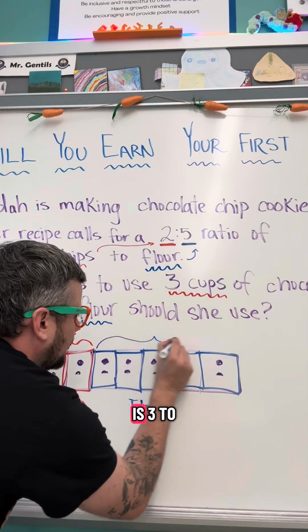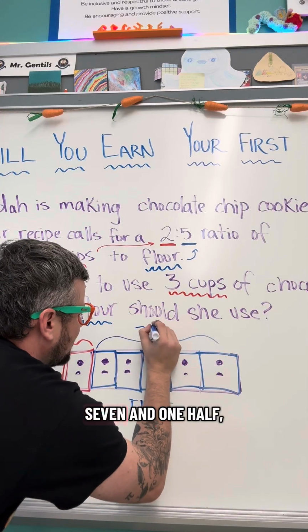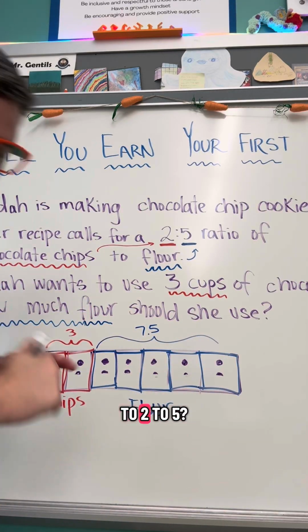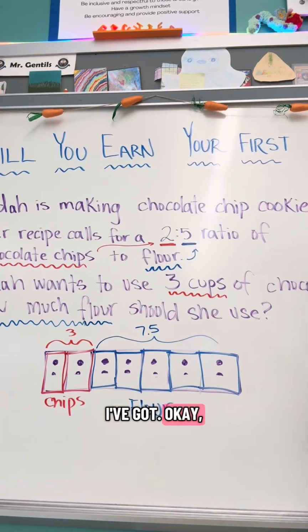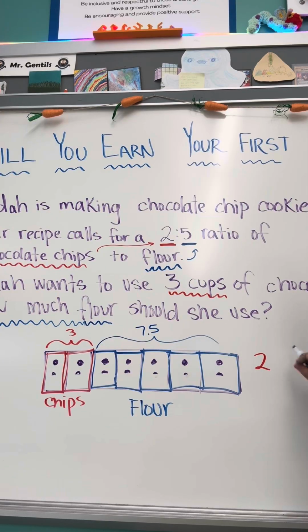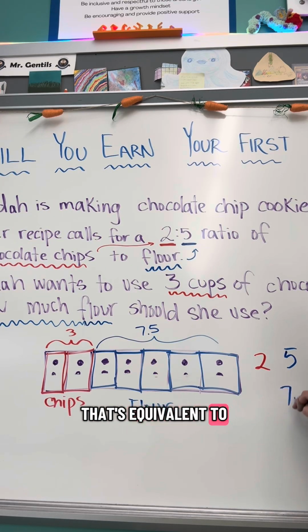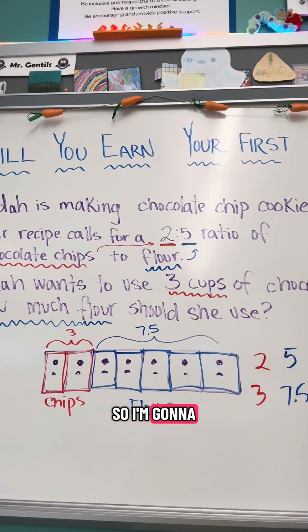So let's see. Is 3 to 7 1/2 equivalent to 2:5? Let's write those ratios down. I've got 2 to 5, and I want to know if that's equivalent to 3 to 7.5. So I'm going to take my calculator here, and I'm going to see if those are multiplied or divided by the same numbers. I'm going to do 3 divided by 2, and 7.5 divided by 5, and then I'm going to figure out in my calculator that is times 1.5.